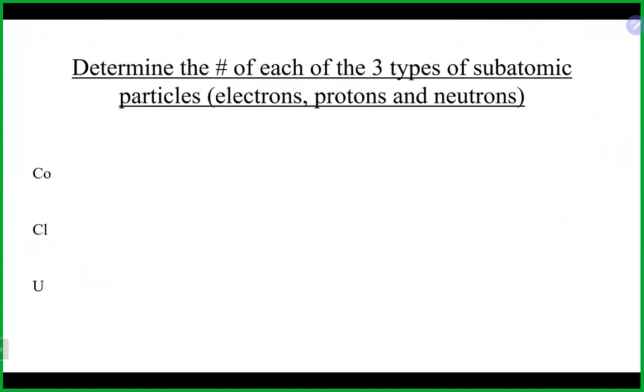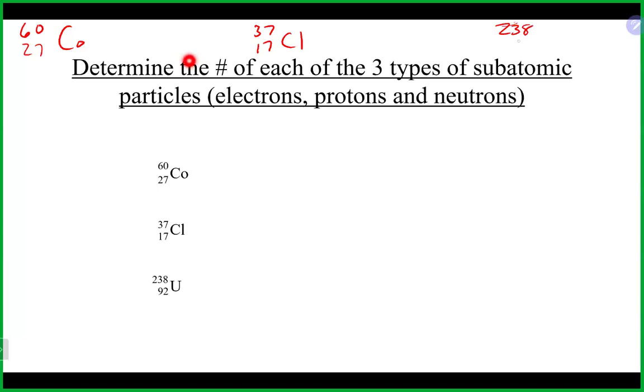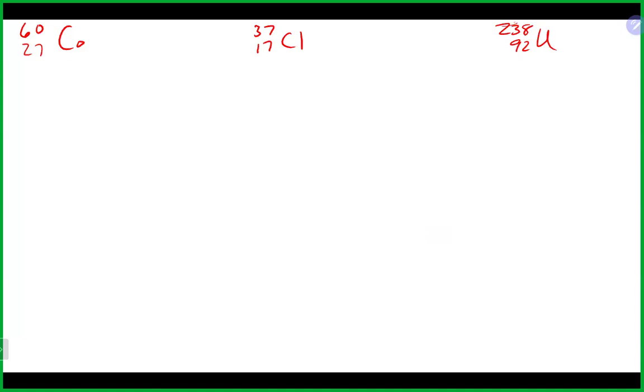All right, so why don't you give these a try here and see what you come up with. I'll write them a little higher. I know it's kind of hard to see in this room. So 60 27 Co on that. We got 37 17 Cl and a 238 92 uranium here. All right, we're looking for number of protons, number of neutrons, and number of electrons in each of these. So take a few moments and calculate it up. See what you come up with.